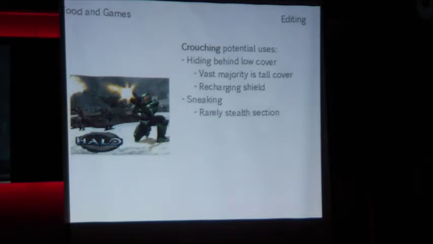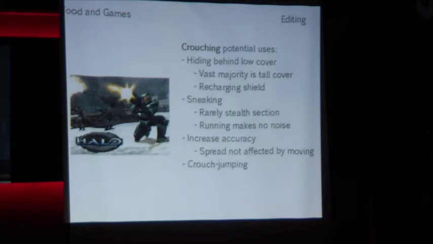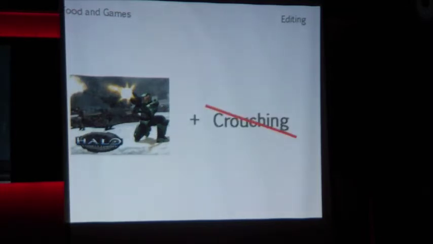It's useful for sneaking, but there is rarely a stealth section in Halo, and when there is, running already makes no noise, so there's no need to crouch. So no need to sneak and crouch. Increasing accuracy. In most games, crouching increases accuracy. But the gun spread in Halo is not affected by your movement. So it's not going to increase your accuracy by crouching. And crouch jumping. But I'm going to talk about jumping next, so you'll see. So, at first glance, crouching isn't very useful. So we could say that crouching isn't needed that much in Halo.